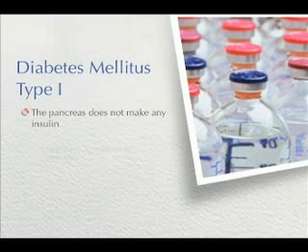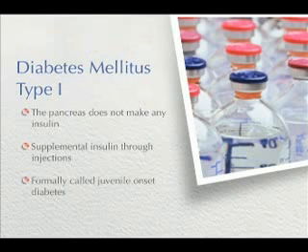Type 1 diabetes is a disorder in which the pancreas does not make any insulin at all. Therefore, individuals with type 1 diabetes need to take insulin through injections. It was formerly known as juvenile onset diabetes.